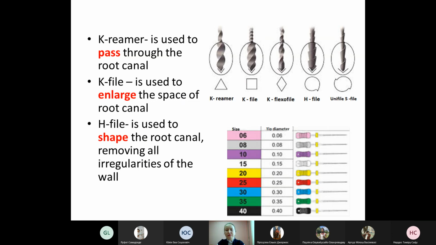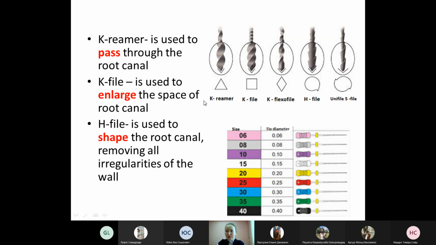K-reamer, K-file, H-file are hand endodontic instruments that are used for root canal passing, reamer in particular. K-file is used for enlargement of the space of the root canal, and H-file is used to shape the root canal, removing all irregularities of the wall that possibly develop at the previous stages of using K-reamer and K-file.